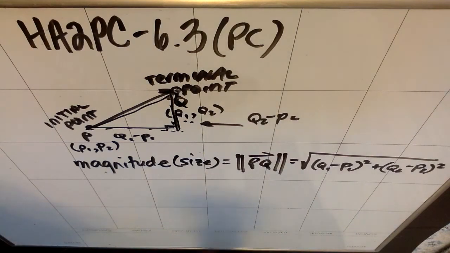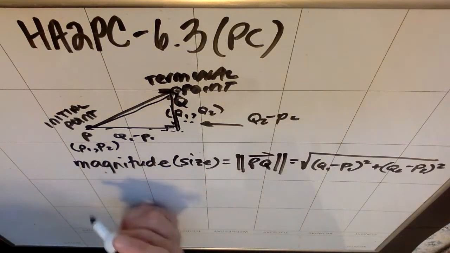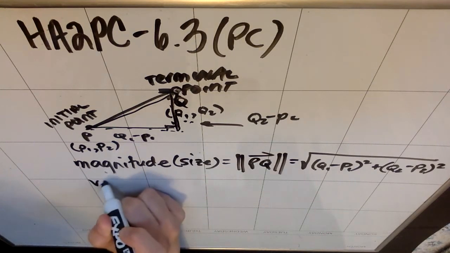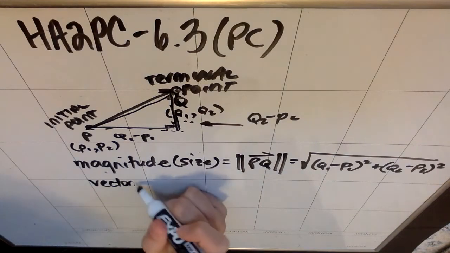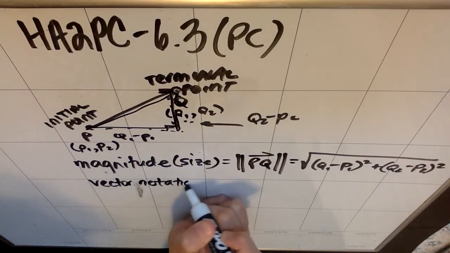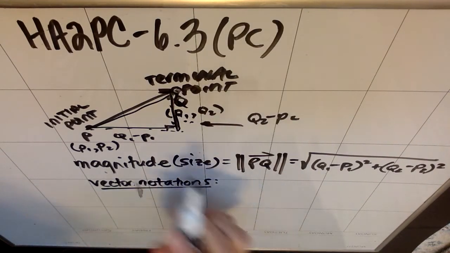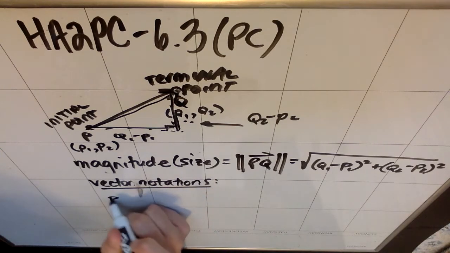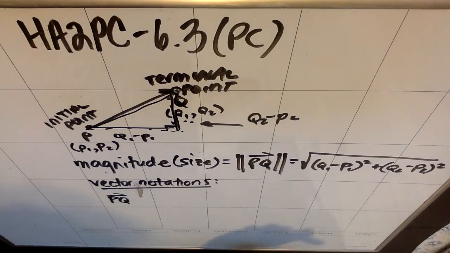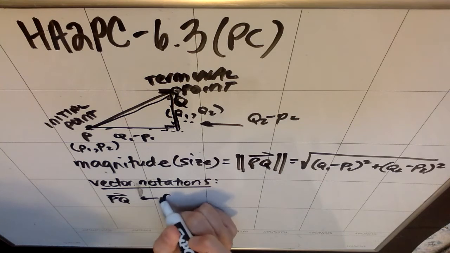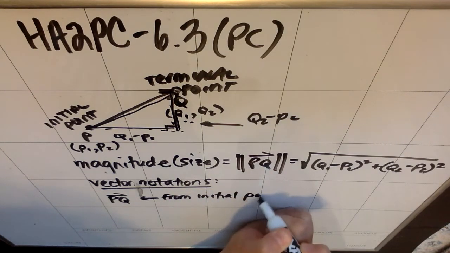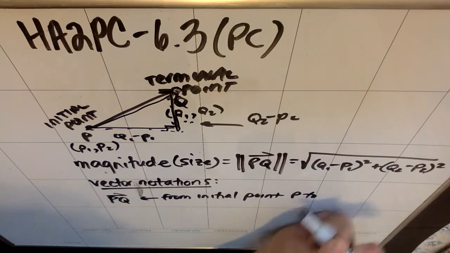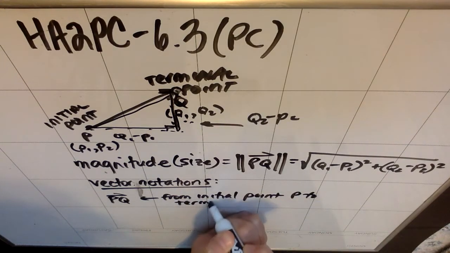There are a couple other ways to write vectors. These are vector notations. One of them is this way that we just saw here. I could write that it's the vector from point P to point Q. That's fine. This is saying from initial point P to terminal point Q, and that's fine.